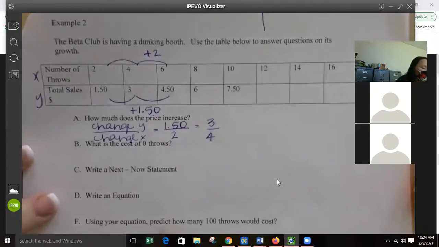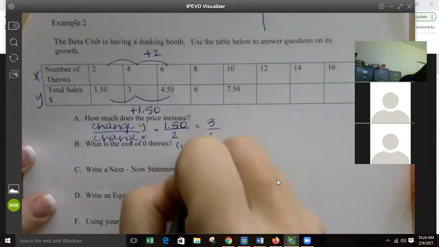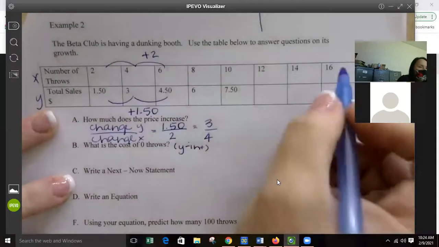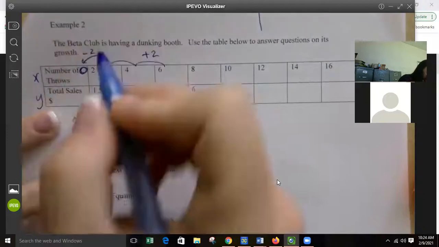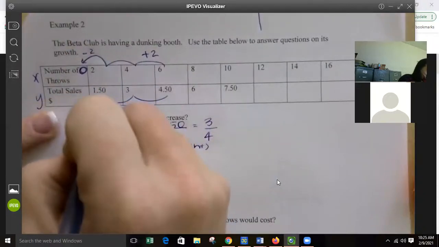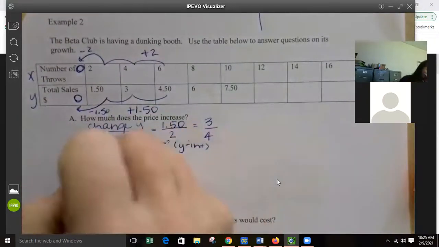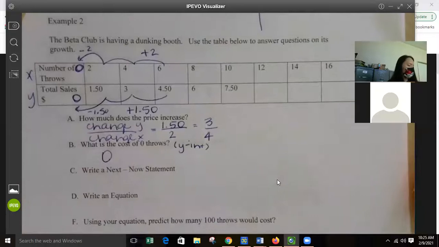What is the cost of zero throws? This is so we can get our y-intercept. Remember what I told you, we want to look for zero in our chart yesterday. So we did plus 2 going this way, so we're going to minus 2 to get to our zero. Minus 150 to get here, which actually gives us zero. Now you can have a flat fee, not on this because this game usually doesn't have it, but like if you get in a taxi, they already charge you something before you go miles.